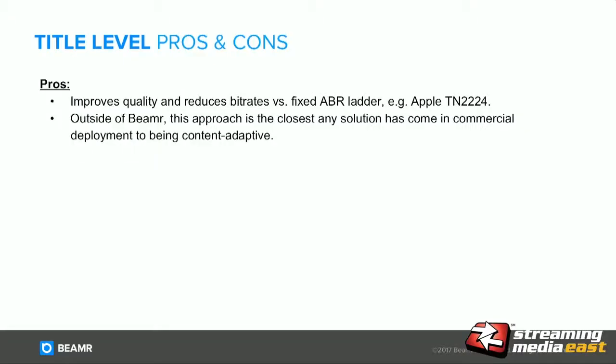So this approach is probably, outside of Beamr, the closest to any real solution that is a commercial deployment of content adaptive, and it certainly improves significantly beyond TN 2224. And as much as Apple updated their HLS guidelines, I believe about 18 months ago, still, if we look at our profiles, probably most of us are pretty much basing our profiles off TN 2224. So there's some definite pros there.